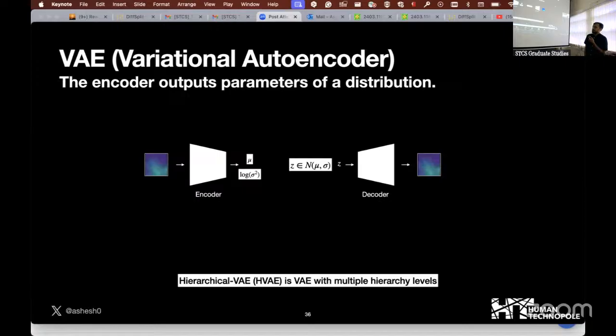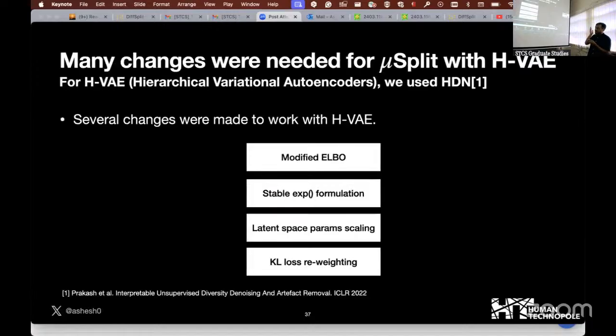Hierarchical VAE is essentially a VAE which has multiple hierarchy levels, the same things that we saw before, different hierarchy levels. And we needed to do many changes to make µSplit work with the HVAE. So I will briefly go through each one of them.